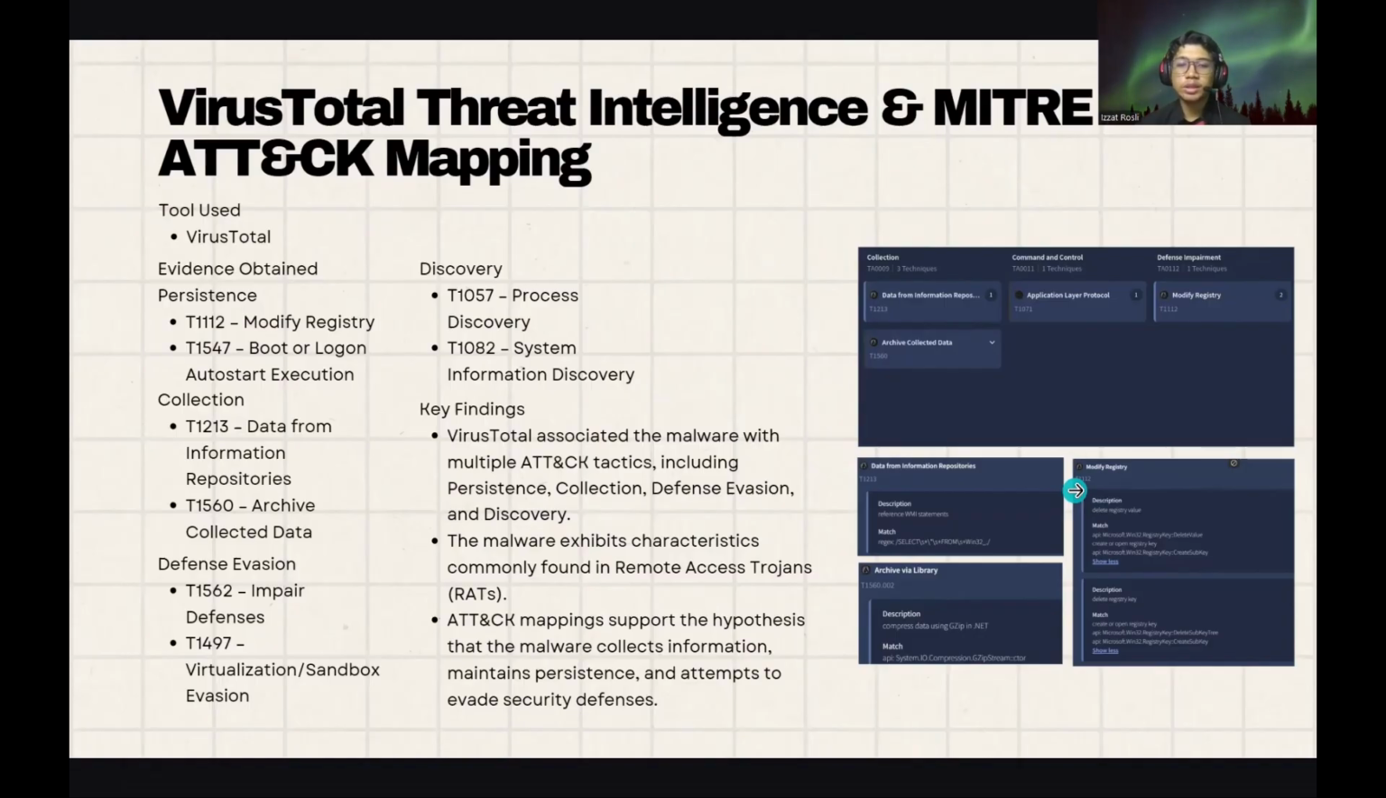Finally, by using Detect It Easy, Ghidra, and VirusTotal, we successfully identified the malware structure, extracted important indicators of compromise, and analyzed its potential behavior without executing the sample. Our findings suggest that the malware is likely a Venom Rat-based remote access Trojan with capabilities related to communication, information collection, persistence, and defense evasion.